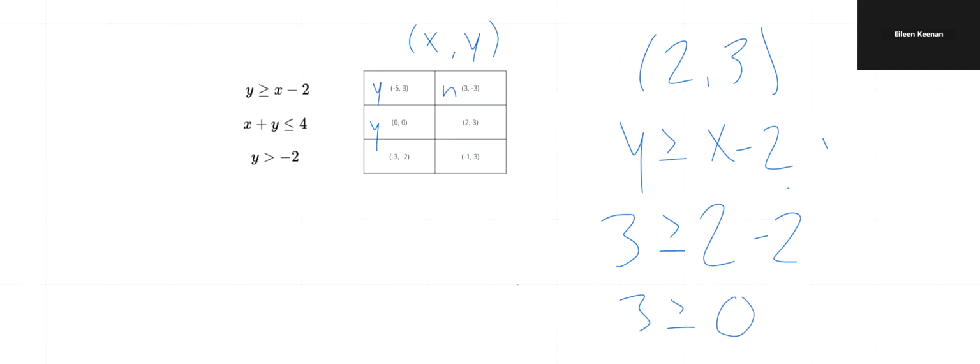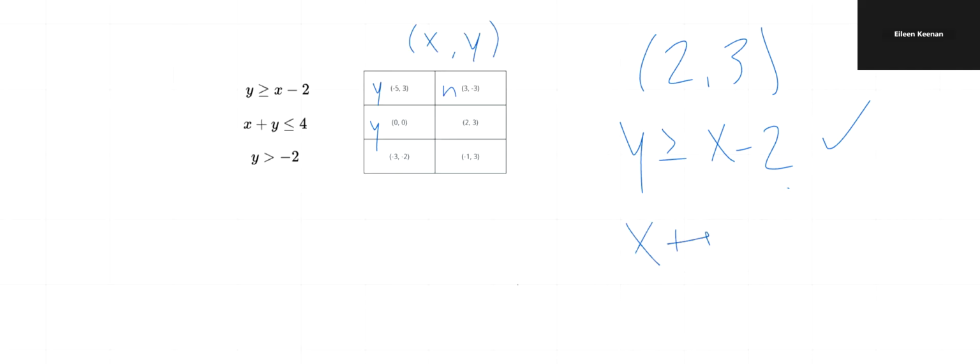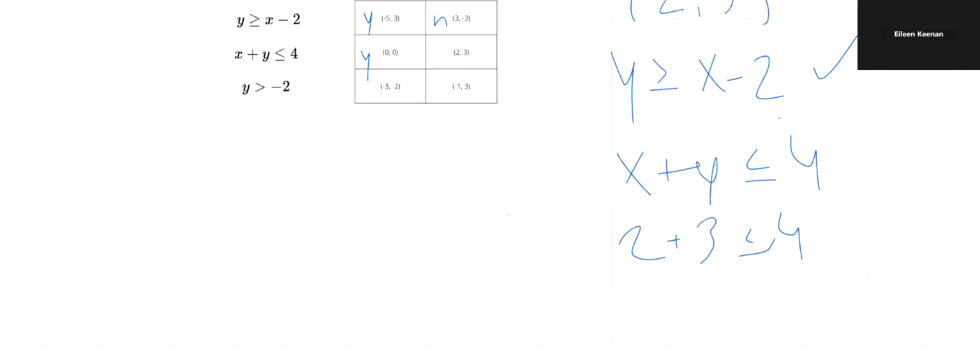Next, we have x plus y is less than or equal to 4. 2 plus 3 is less than or equal to 4. 5 is less than or equal to 4. Is that true? No, 5 is not less than 4. So that is not going to be on our graph.